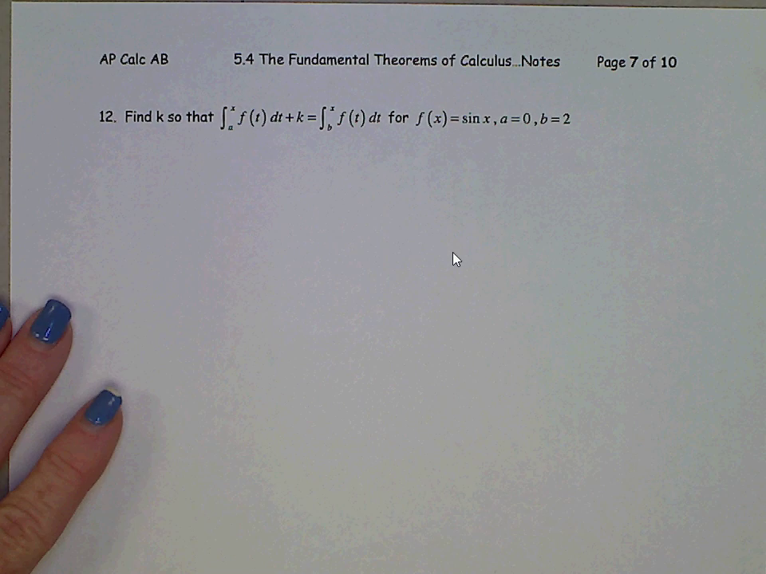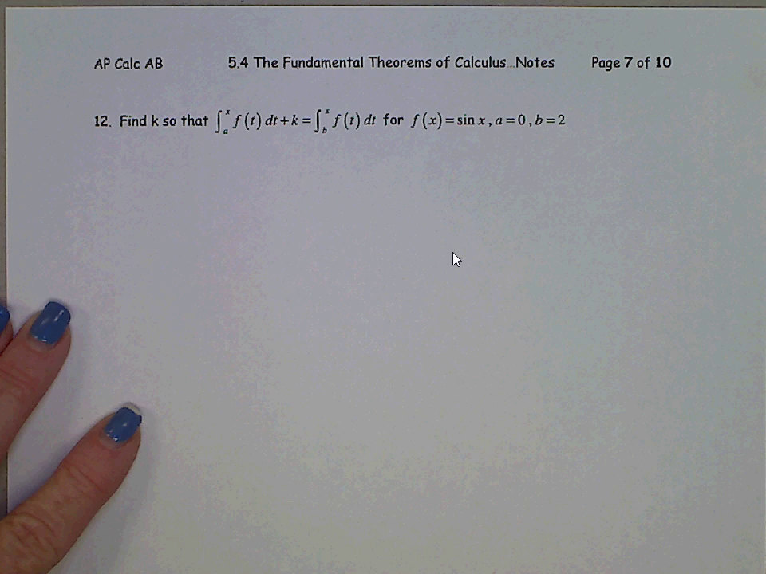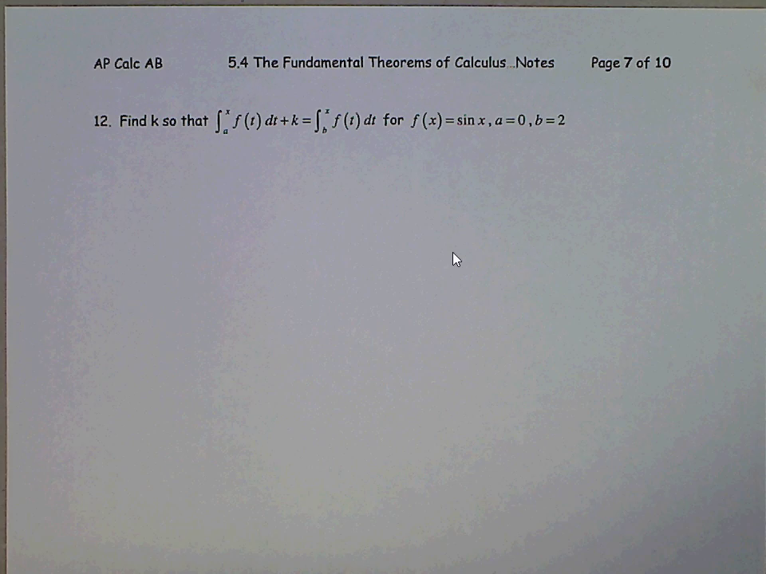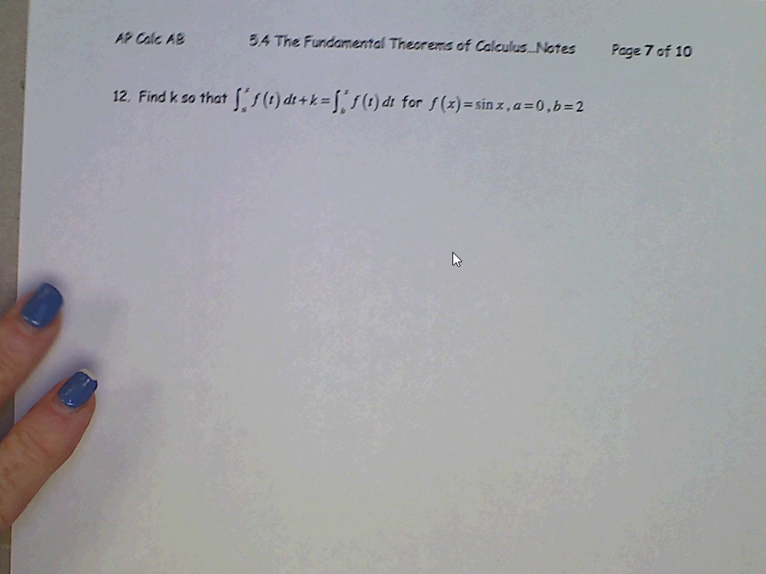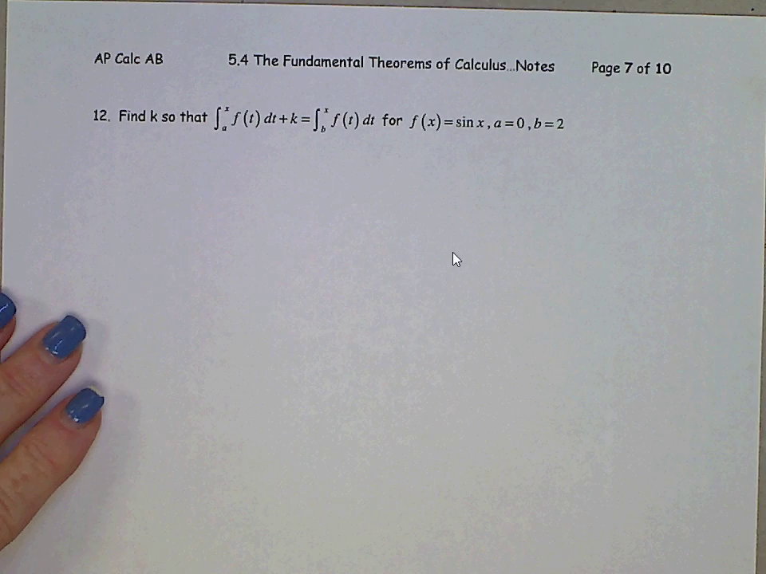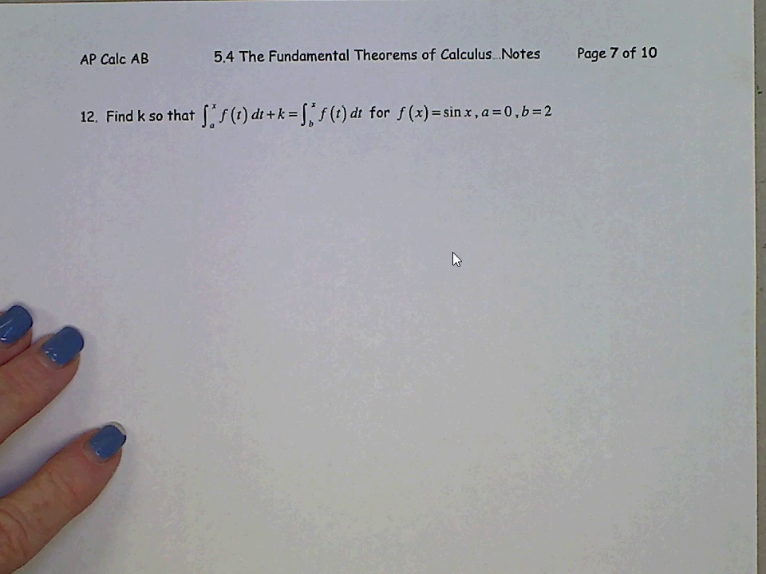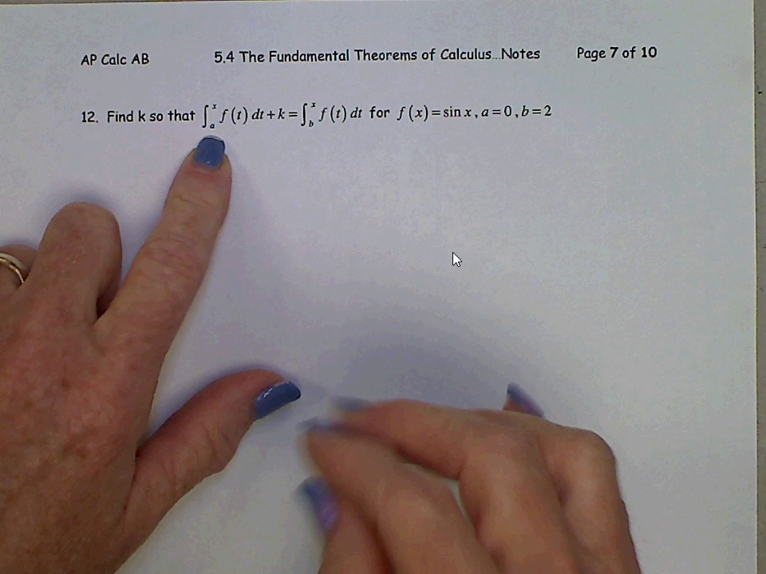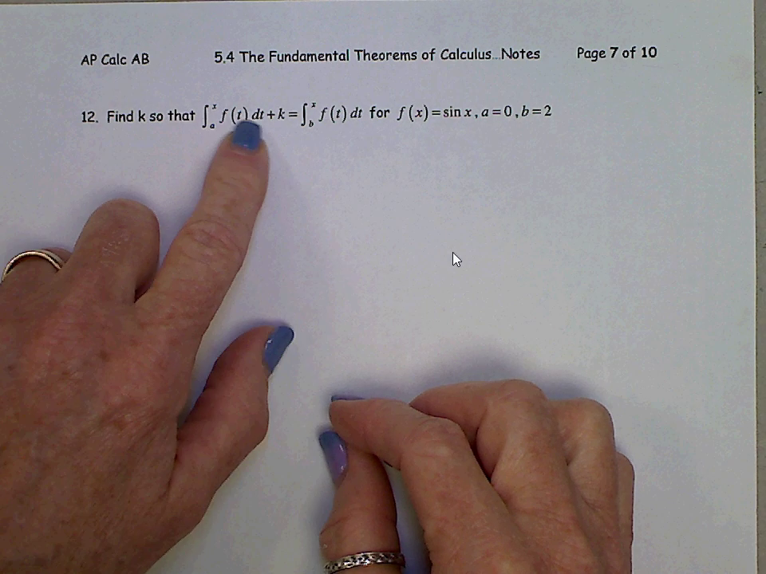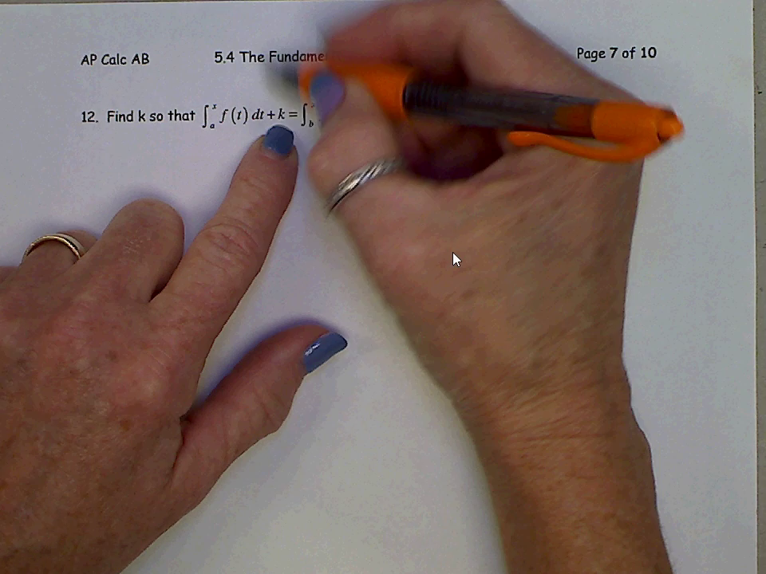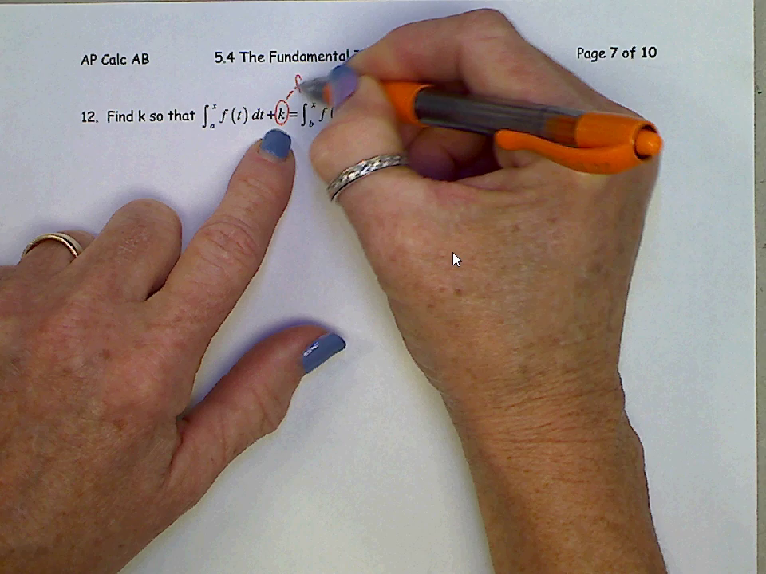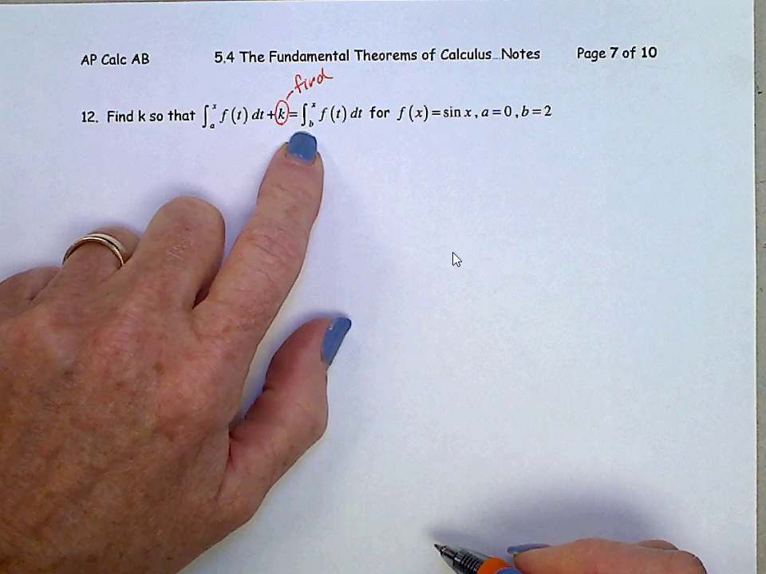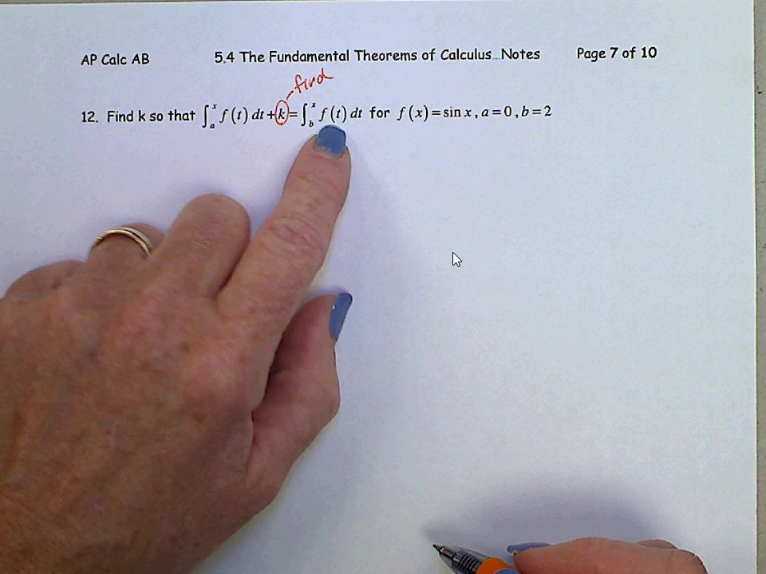Okay, section 5.4, page 7, option 2, another way to solve this problem. Then option 1, which is posted as well. So here we go. We need to find k so that the integral from a to x of f of t dt plus k, so that's what we're looking to find, is equal to the integral from b to x of f of t dt.